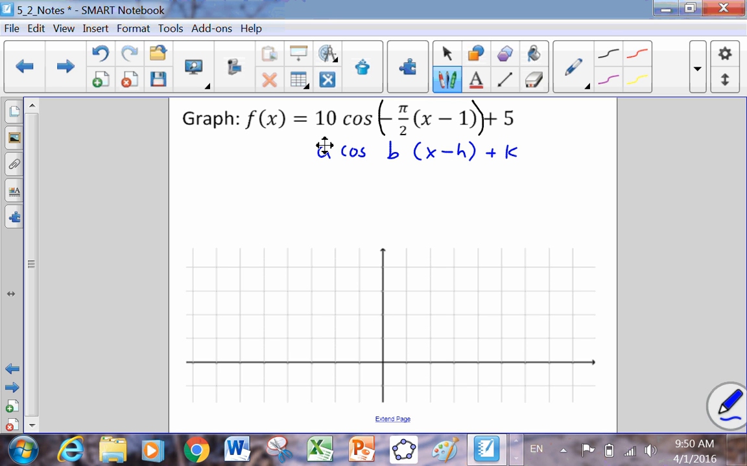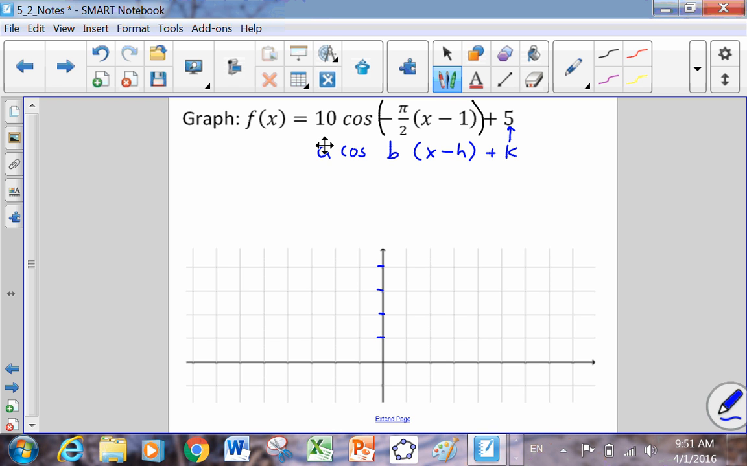Your k. It's still the same curve, right? It's just moved a little bit. So we usually call it the sinusoidal curve anyway. So we start at 5.